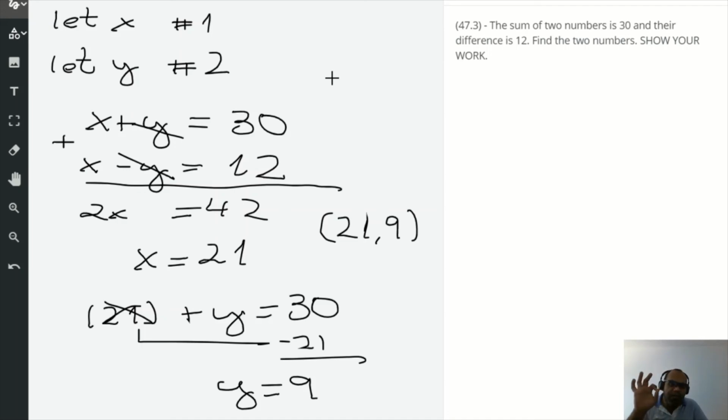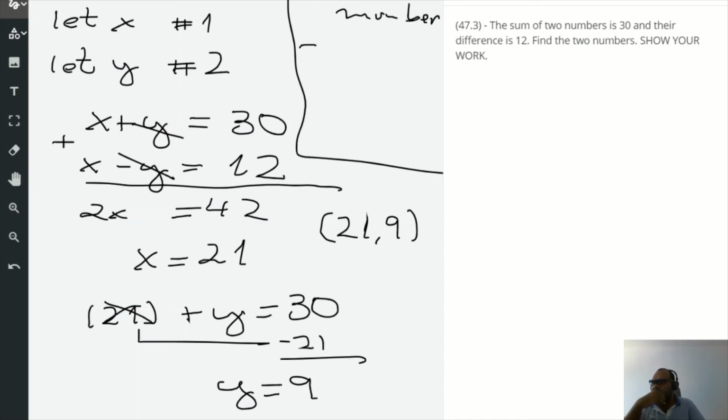In word problems, write a word answer, remember. Let me write here, I have enough room. The numbers are 21 and 9. Sorry about my handwriting, guys, because this is not as neat as the Google presentation. Great.